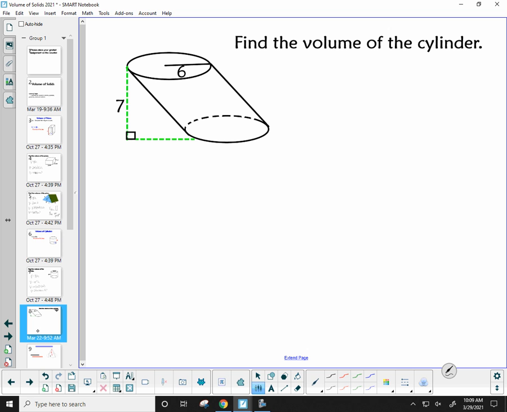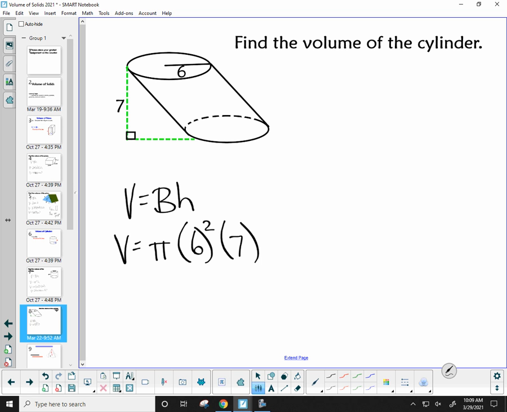All right, so the base is still the same, still a circle. The height is going to be the distance between the two bases, but we're not talking about the slant height here. We're talking about the actual altitude. Okay, so the equations would be exactly the same. Area of the base times the height. So pi times my radius, this time is 6 squared, and the height for this cylinder is 7. So 36 times 7 gives me 252. So 252 pi cubic units.